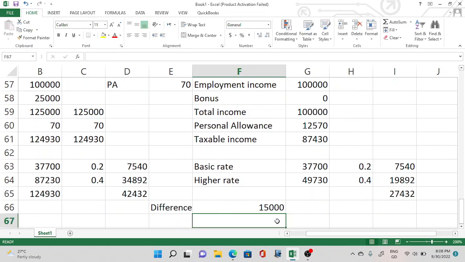15,000 extra tax she is paying when she is receiving the bonus, and when she is not receiving the bonus, she is supposed to only pay 27,432. Okay.